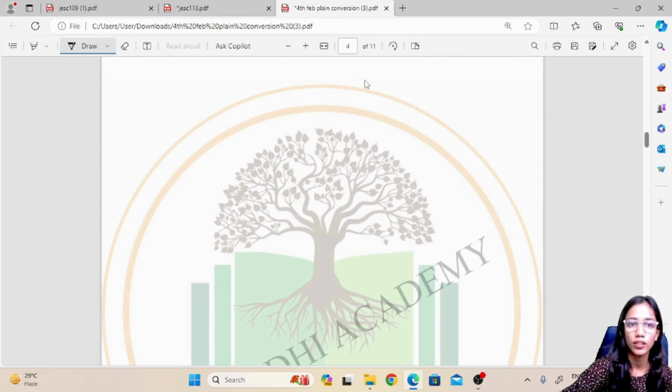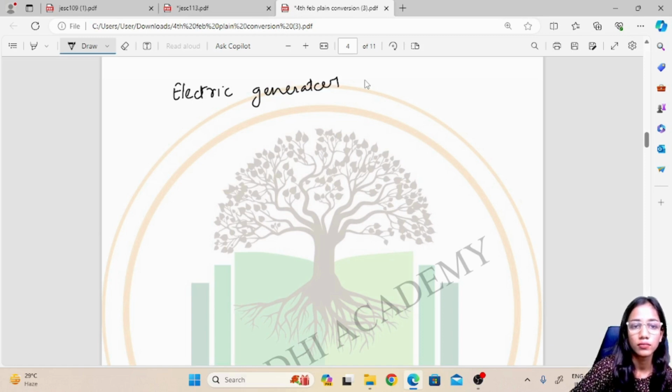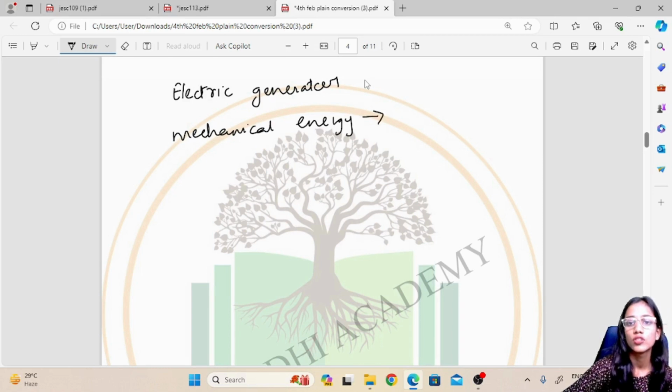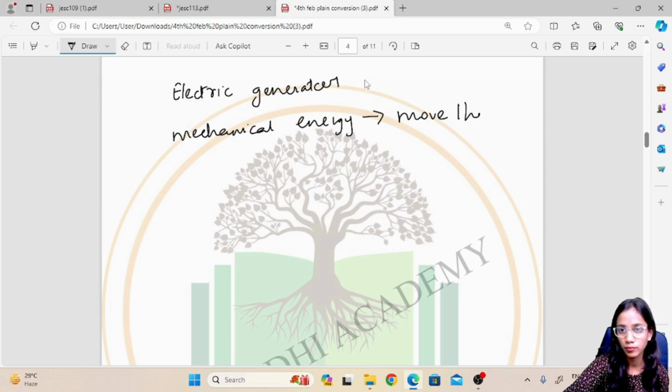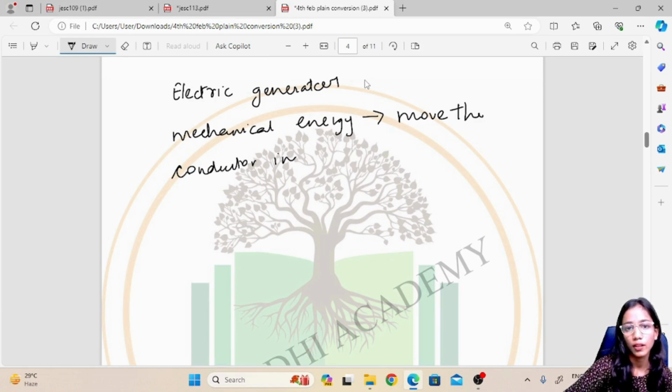Okay, so now we are going to see the electric generator, wherein mechanical energy is used to move the conductor in a magnetic field to produce current or electricity.